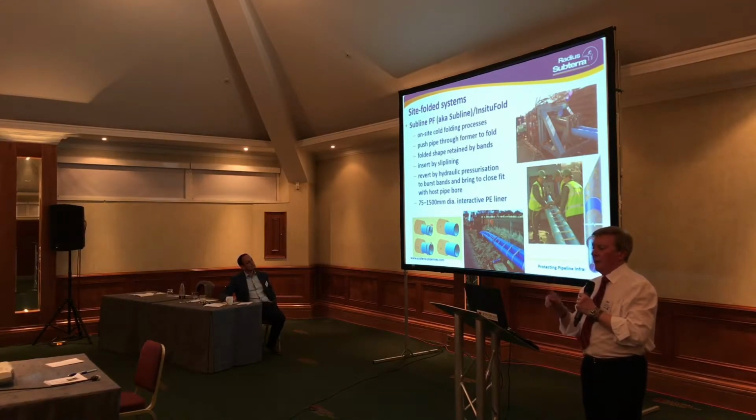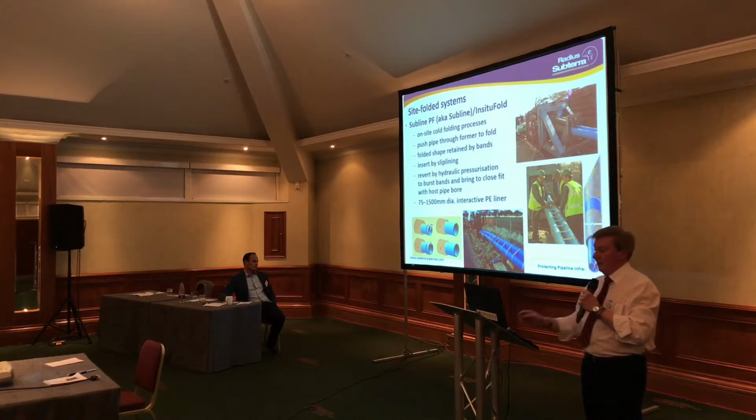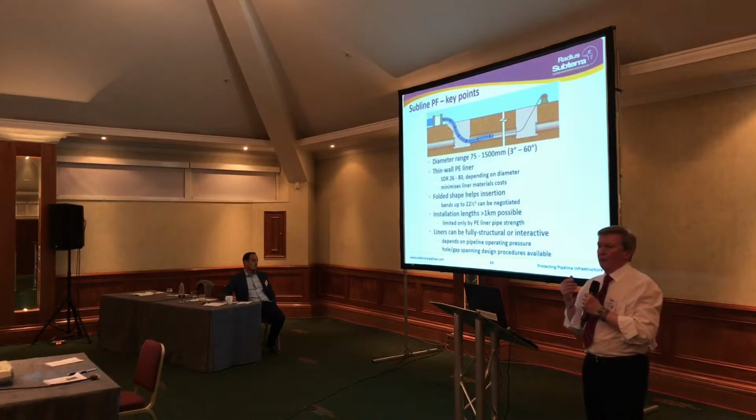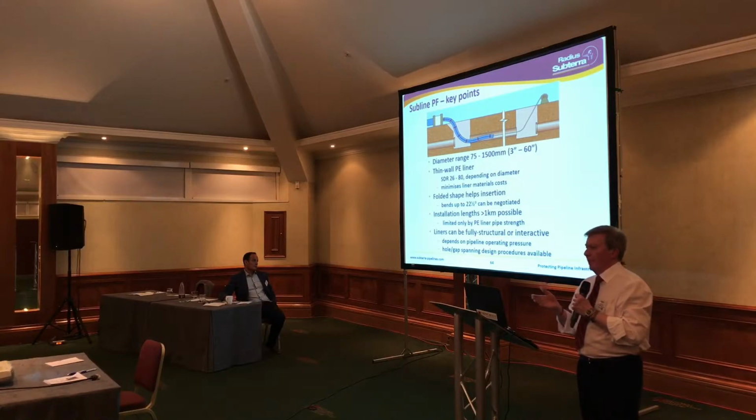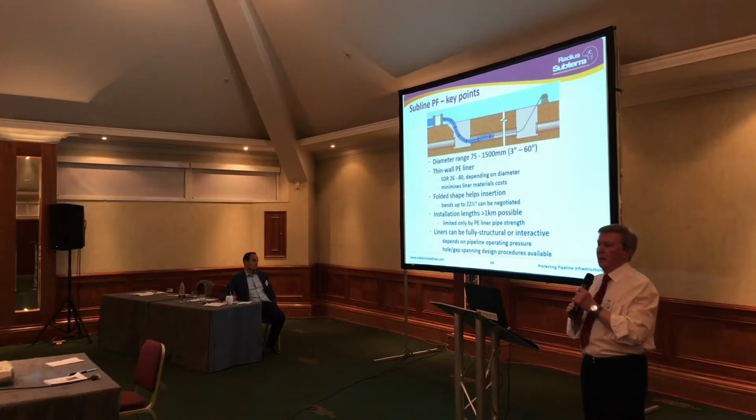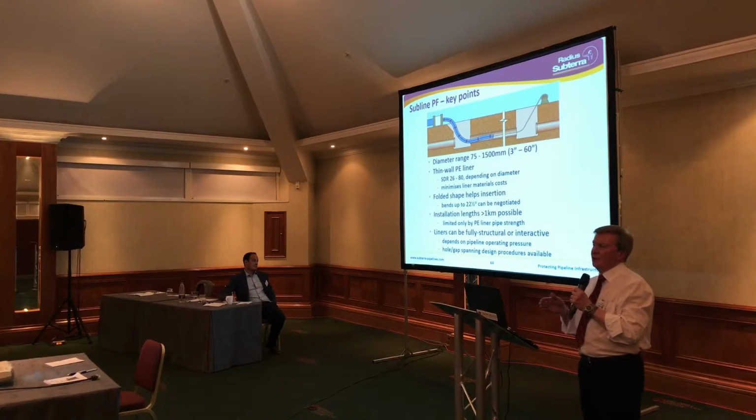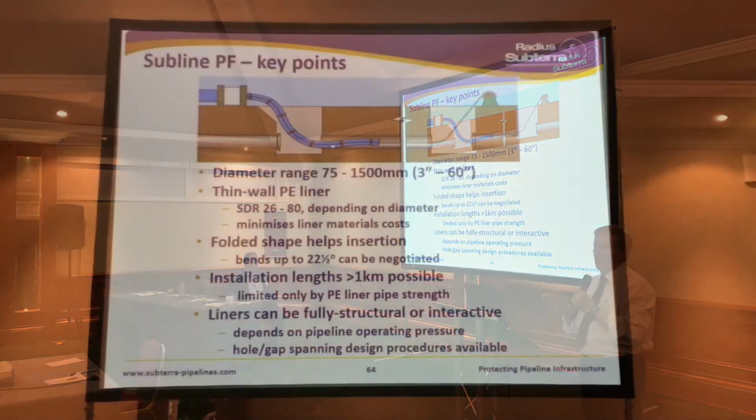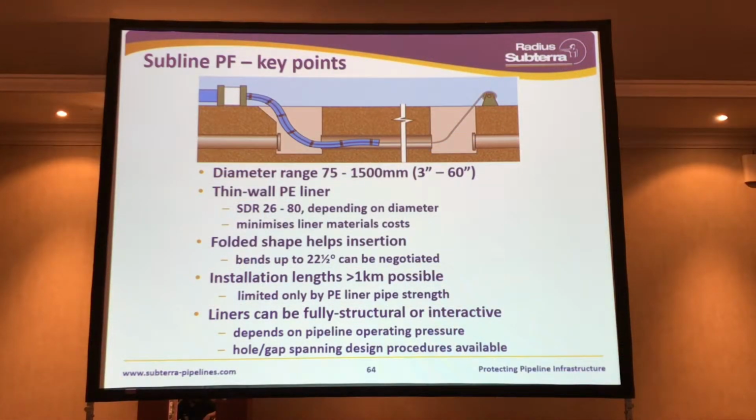It's available in a wide range of sizes, up to 1500mm diameter. The reason for that is that the equipment is bulky but simple. You process thin wall PE liner pipes using this process, and the reason for that is to avoid overstraining the PE pipe wall in the process. So SDRs from 26 to 80 are the complete range, but it's normally SDR 33 to 61. The folded shape, that U, makes it easier to go around bends. We'll talk about that later. Lengths we'll talk about later.